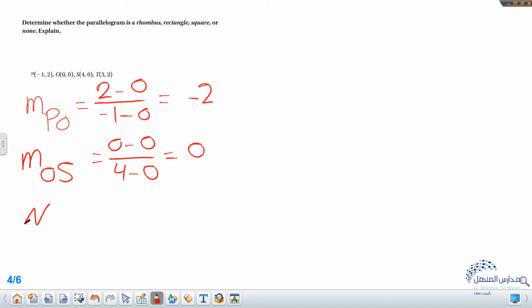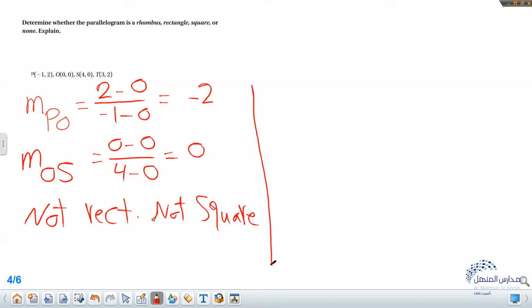So this figure will be not a rectangle and not a square. Maybe rhombus or none. Okay, how to check whether this figure is a rhombus or not? You have many other ways. For example, check the diagonals. If the diagonals are perpendicular, then this figure will be a rhombus.